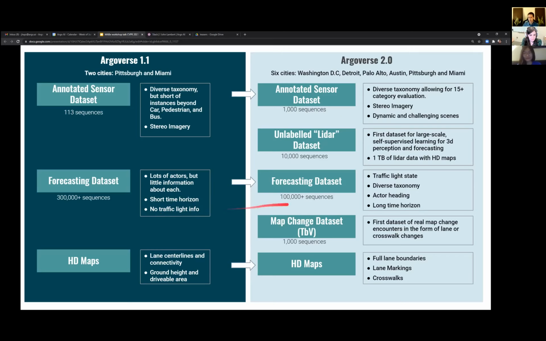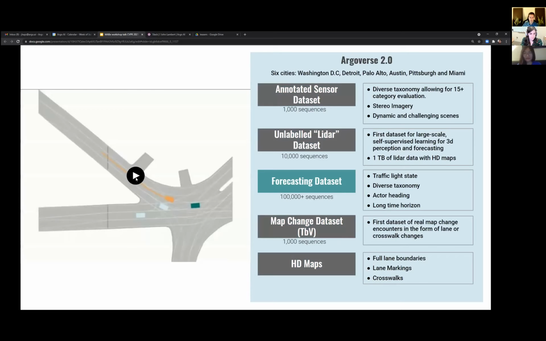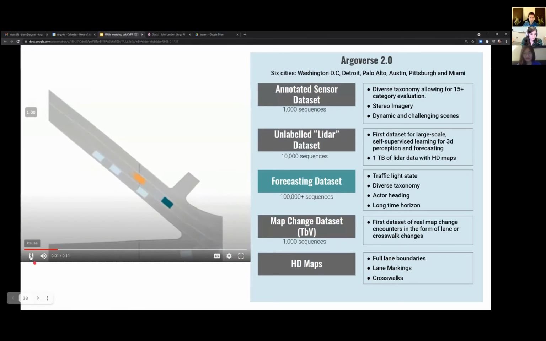So we're trying to address all of those things and also add more geographic diversity. We'll span 6 cities now instead of 2, to add more diverse taxonomy. For example, the Waymo motion forecasting data set is excellent, but it only has 3 categories of objects, and we're going to have 10 plus categories of objects. Also underlying all of these scenarios will be improved HD maps that are richer than what's in the current Argoverse. Let me just show a visualization of what a scenario might look like in Argoverse 2.